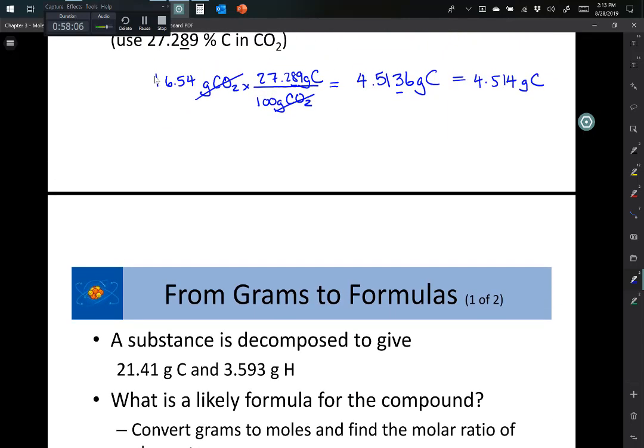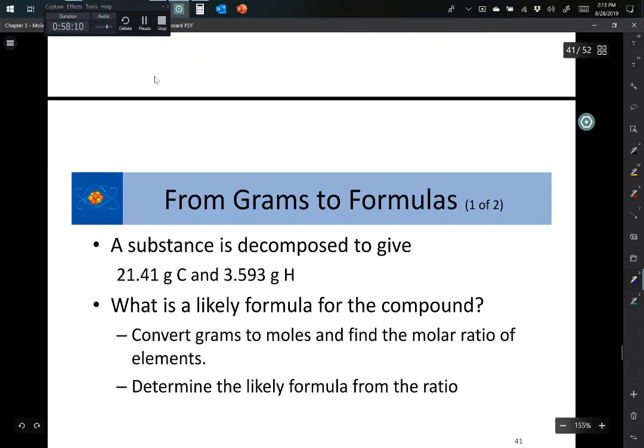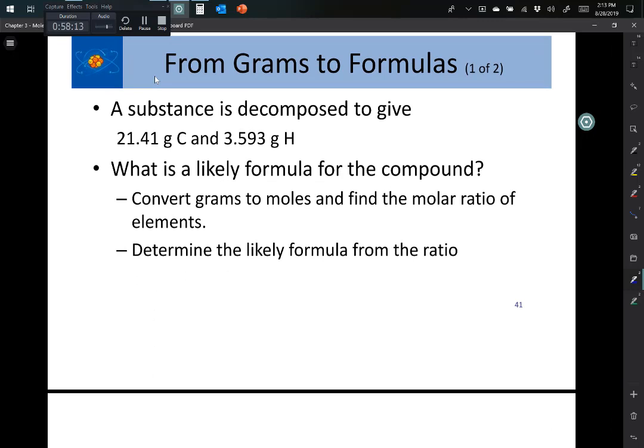So you should have got 4.514, rounding to 4 sig figs. Okay, a quick check: the test is a week from today, and it covers everything through the end of chapter 3. That's why I'm going to finish it all today.